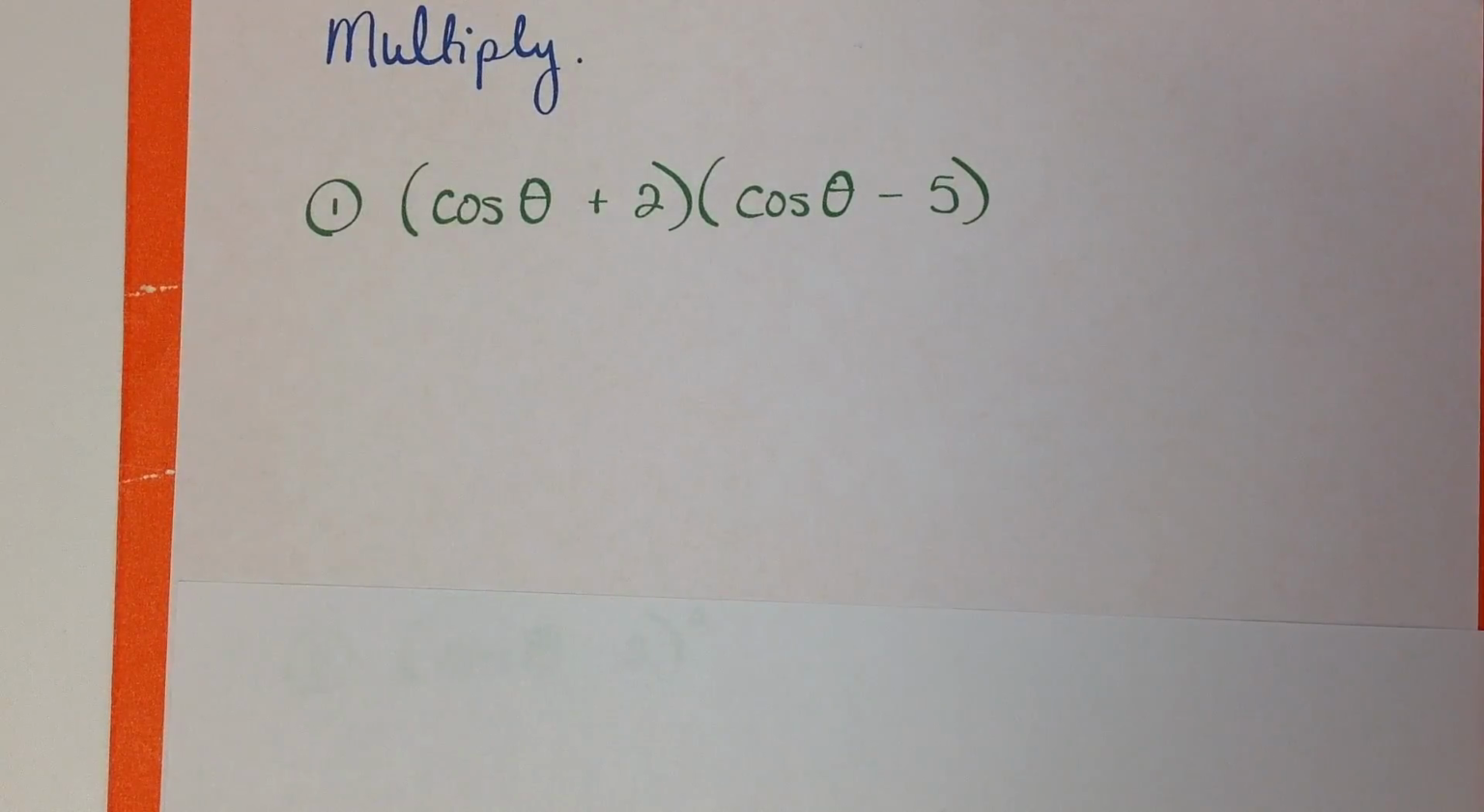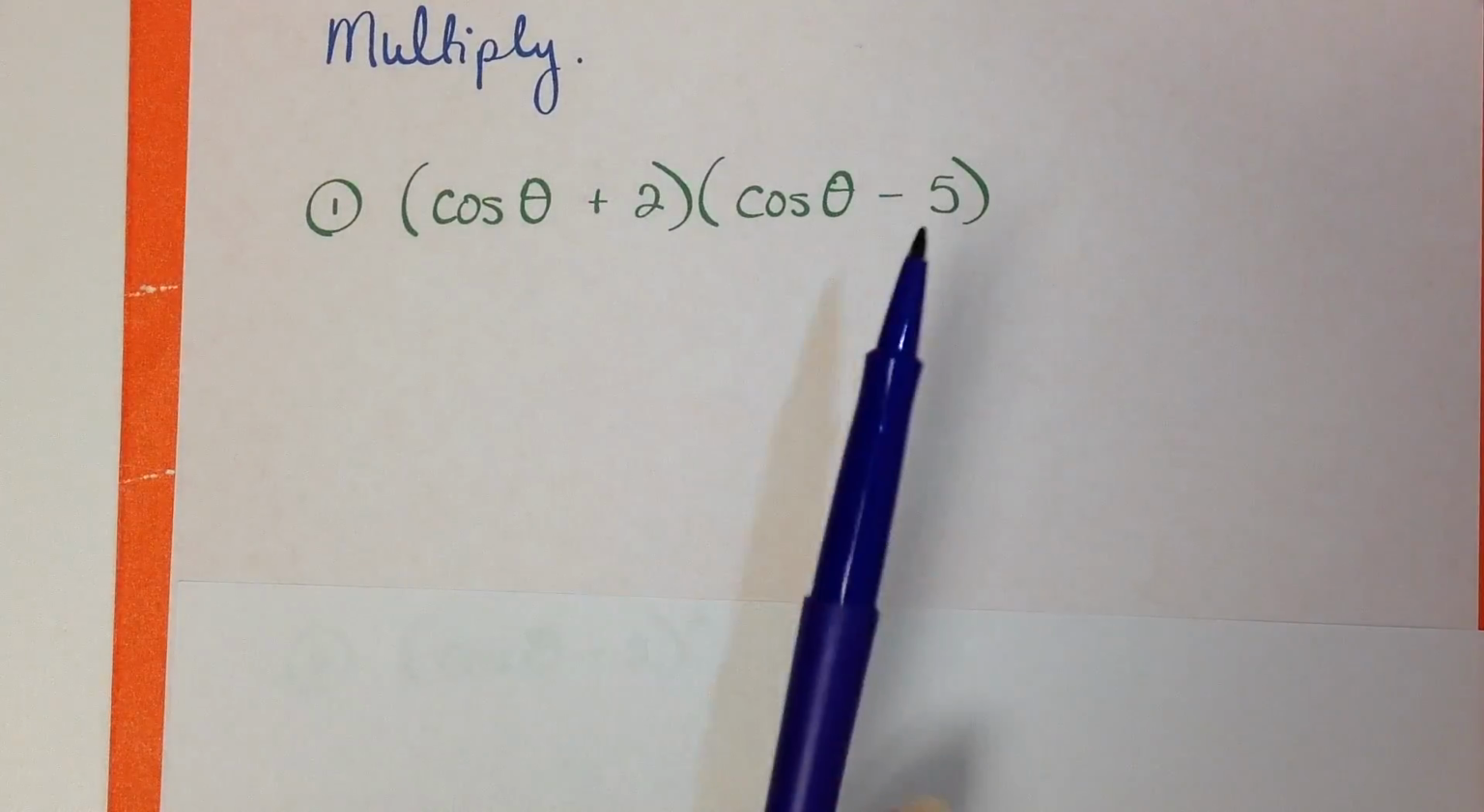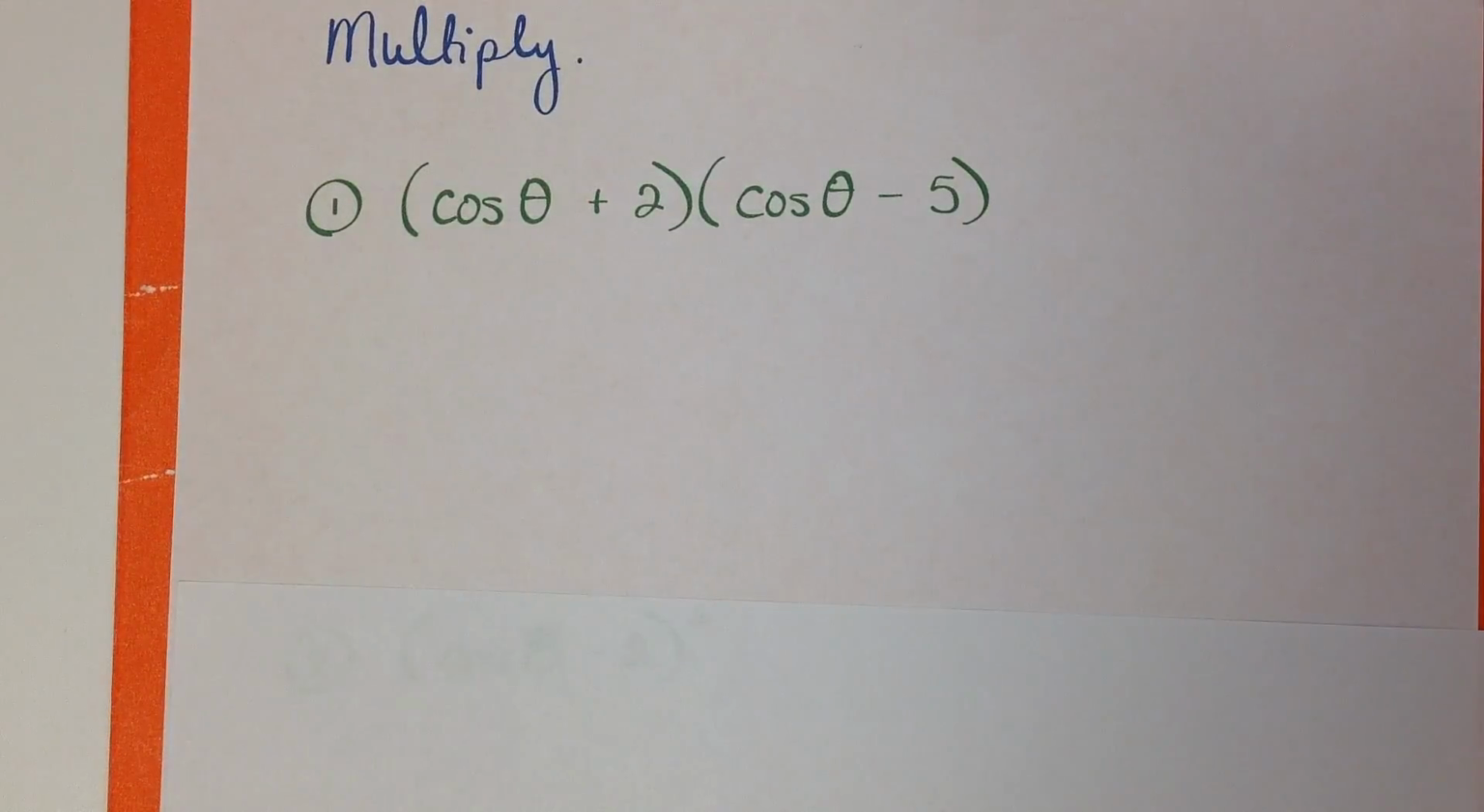Okay. Now, I've got a parentheses times a parentheses. There's 2 terms in here. There's 2 terms in here. So that's a binomial times a binomial. So what you have done numerous times, like in an algebra course, is just your FOIL method. That's what you have here. You're just simply going to FOIL this.